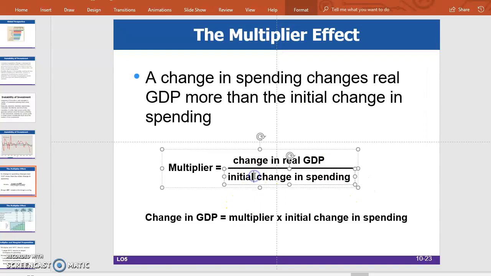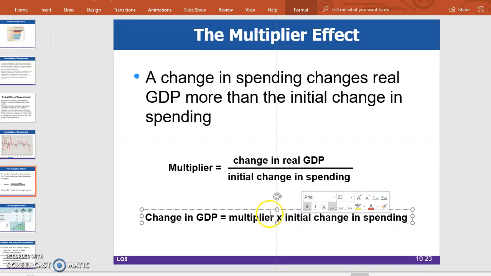And then when this is done, the multiplier is defined as what? As the change in real GDP divided by the initial change in spending. So how much will real GDP change for every $1 of initial change in spending? That is the ratio, and the multiplier shows us that ratio. If we rearrange this equation, we get that the change in GDP must be equal to the multiplier times the initial change in spending.